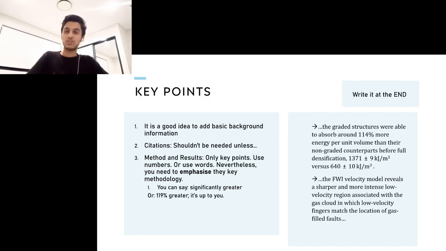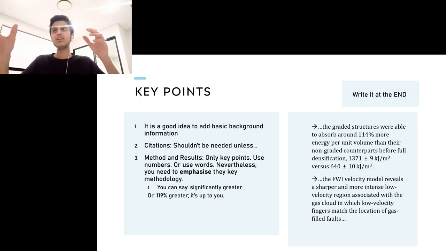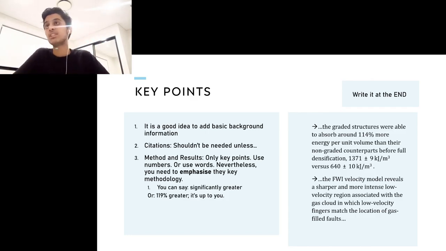So you have options. You can say something like, it is significantly greater. Or you can say it's 119% greater. It's up to you. So here, in your method and results, only state key points so that your reader is able to decipher what happened. Don't try and necessarily explain how it was done. You can use key aspects of the method, and key results you can explain with numbers.